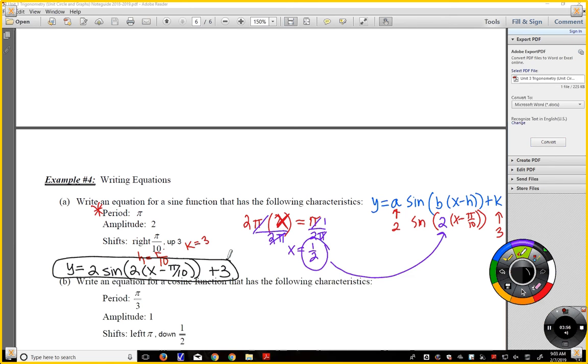And notice that I kept my x minus pi over 10 group in the parentheses separate from the b value. Because if they're telling you the shift right, they're just telling you the h. They're not being tricky. They've already separated this was the horizontal stretch or compression, and this was the h. So you want to have them separated too. If you want to, you can do extra work and distribute the 2 in and write that inner stuff a different way, but you don't have to.